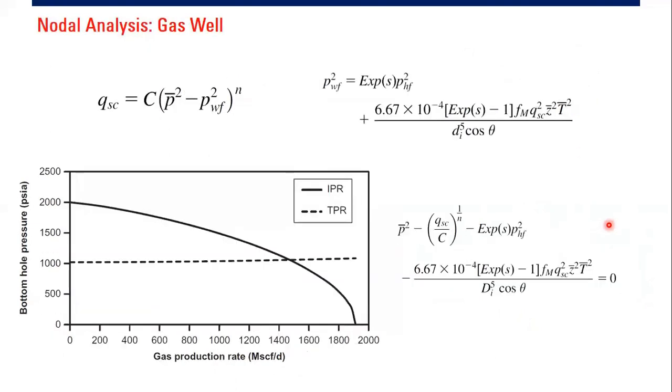And for the gas well, we can construct the IPR using this CNN method to obtain the IPR of this gas well. And this equation shows the vertical lift performance. To obtain the intersection point, the operating point, you can just combine these two equations algebraically to get this one. So that's very easy.